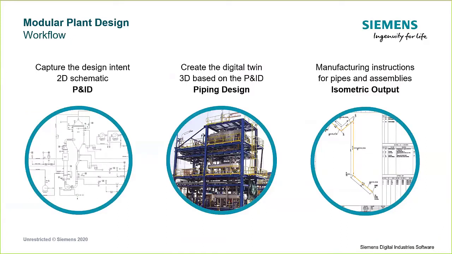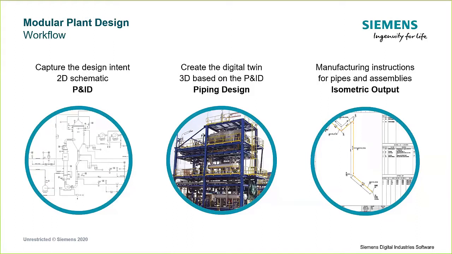Let's look at the workflow of the modular plant design, and we'll describe it in 3 steps. There's the planning, communicating, and manufacturing. So in the first step, we capture the design content in a schematic using P&ID. P&ID is an acronym for Piping and Instrumentation Diagrams, or Process and Instrumentation Diagrams. The terms are really used interchangeably.